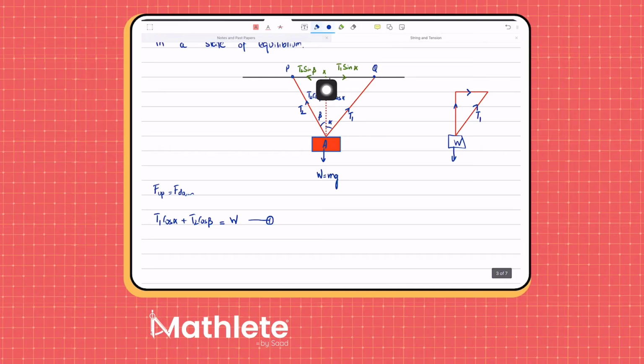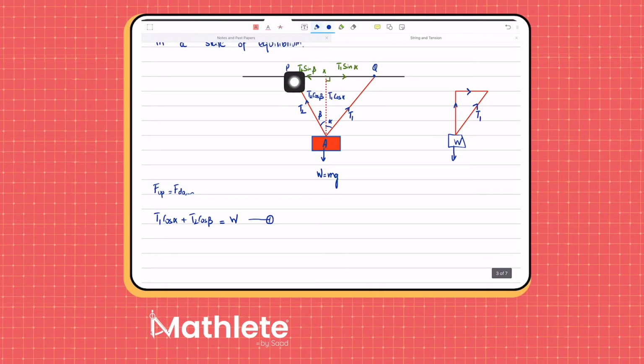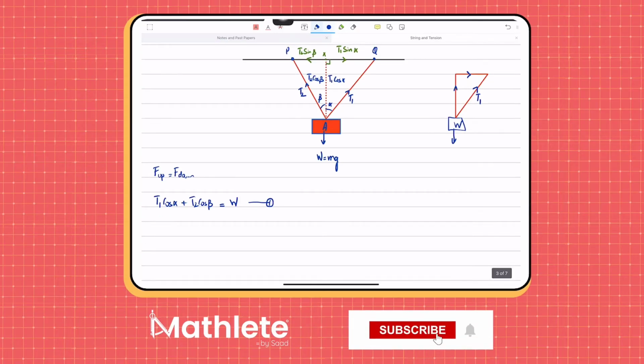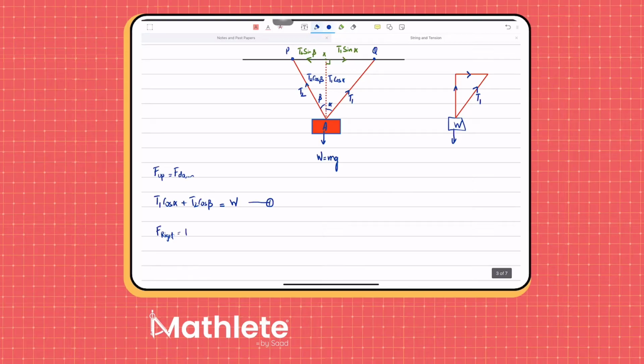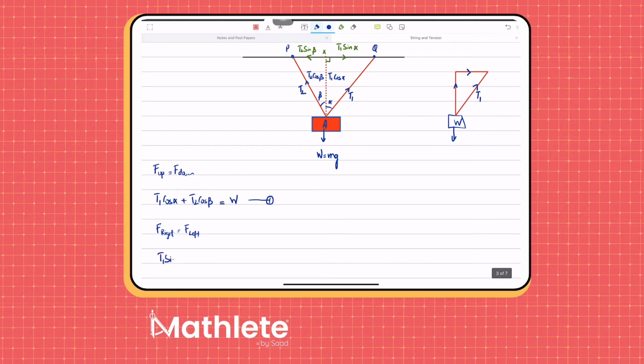And then how many forces do we have that are acting horizontally? Just 2. One is acting towards the right, the other is acting towards the left. So what does that mean? That means all the forces that are acting rightwards must be equal to all the forces that are acting towards the left. That means T1 sine alpha is equal to T2 sine beta. And then we solve the 2 equations simultaneously.